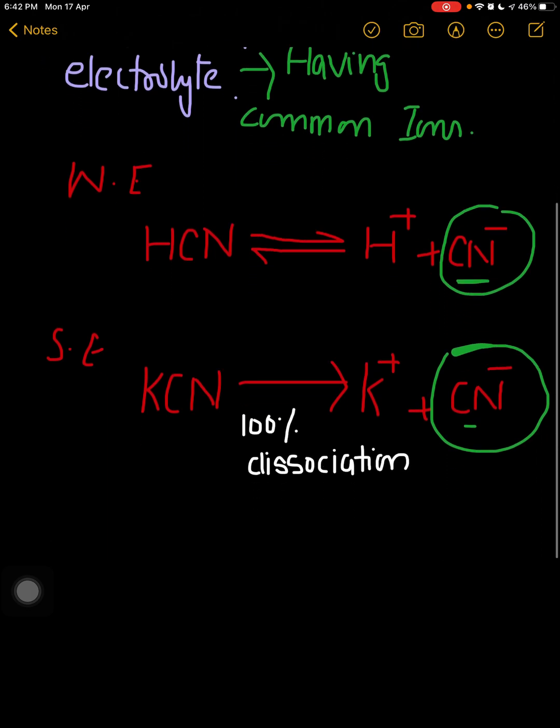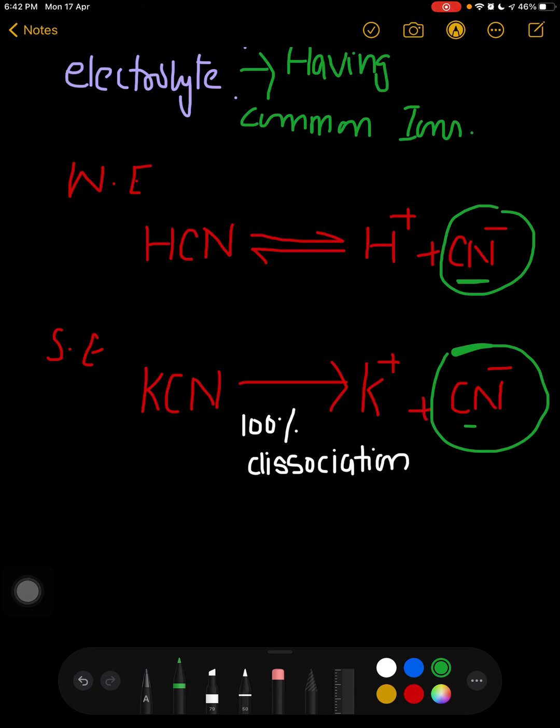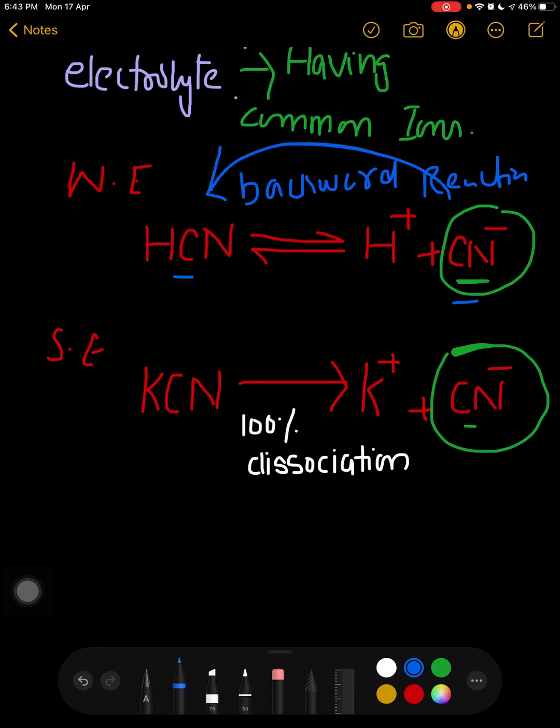So obviously, in order to balance this concentration of CN, the reaction will go backward. HCN is already a weak electrolyte and there was already a problem in its dissociation. Now there is more problem, as HCN is being formed in order to maintain a stable equilibrium, right? So this is basically what the common ion effect is.